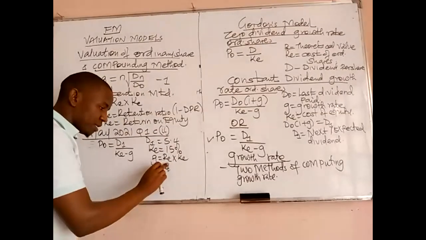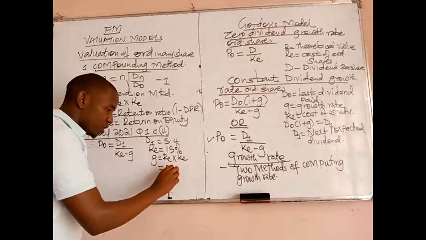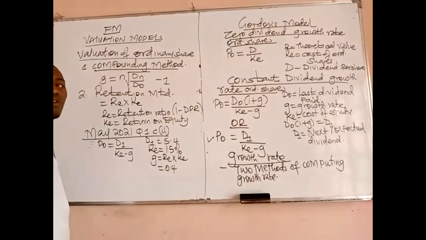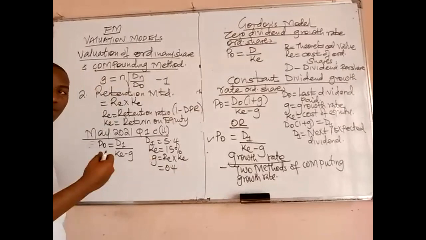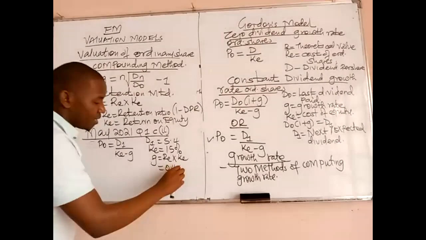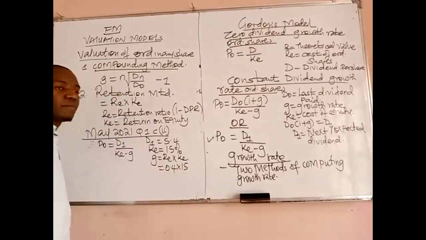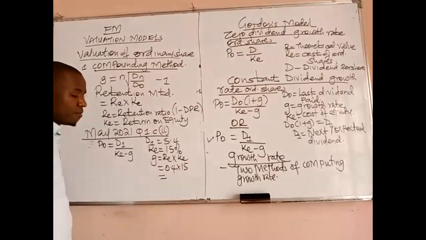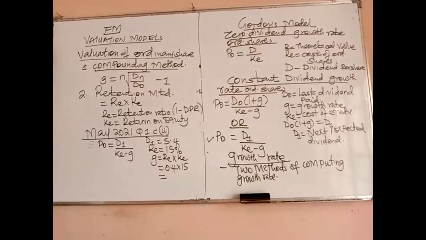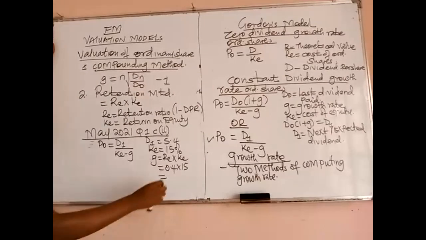It will be 40%, which is 0.4. If they pay 60% as dividend, they retain 40%, and the required return on equity is how much? 15. So this will give you how much? This is 6%.